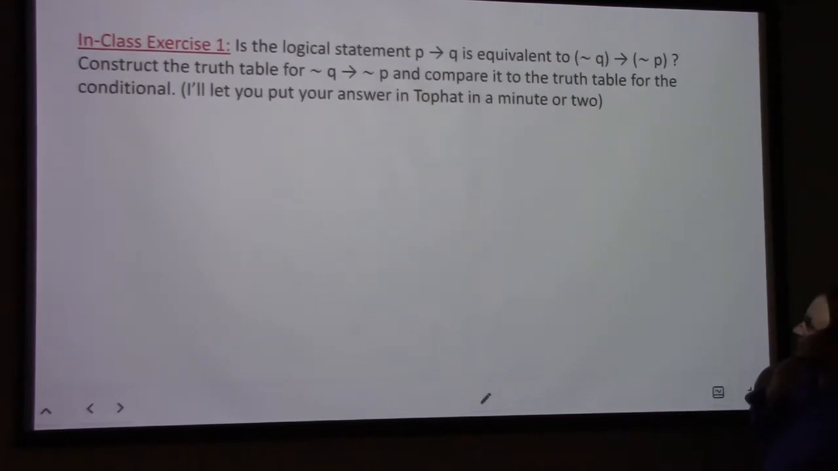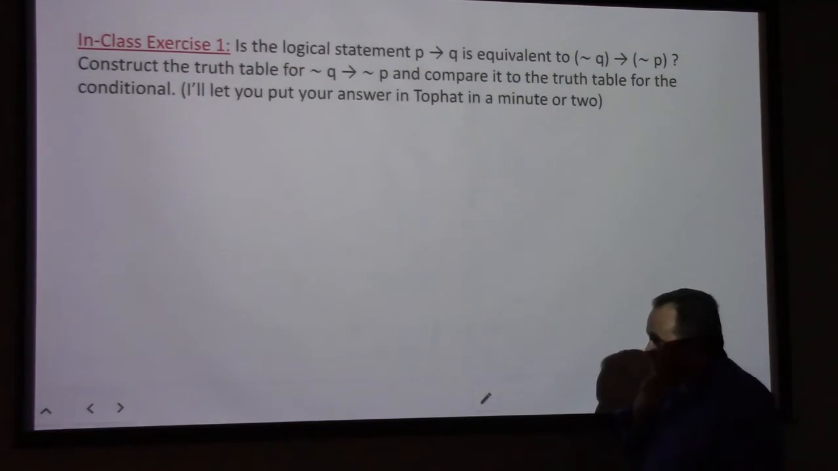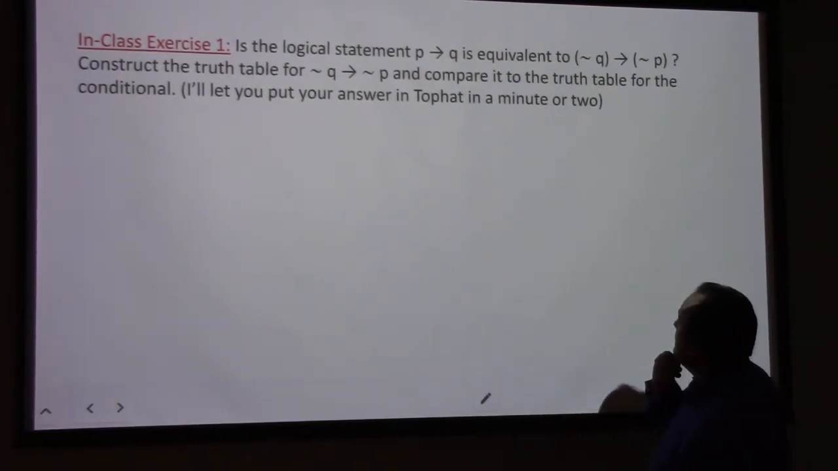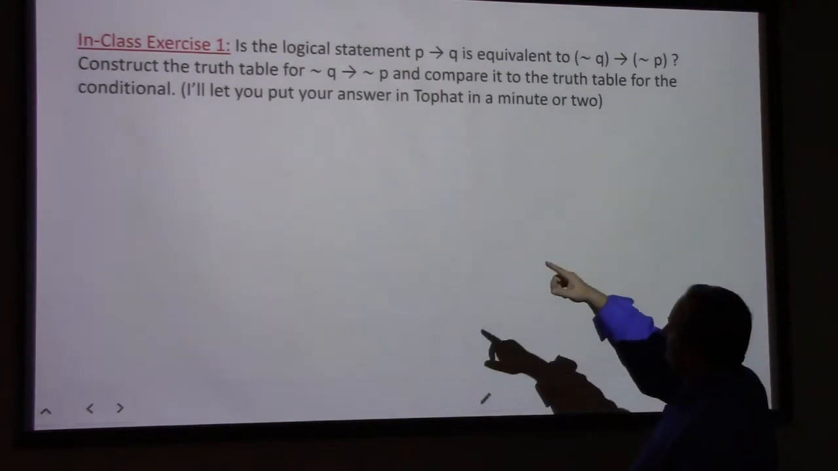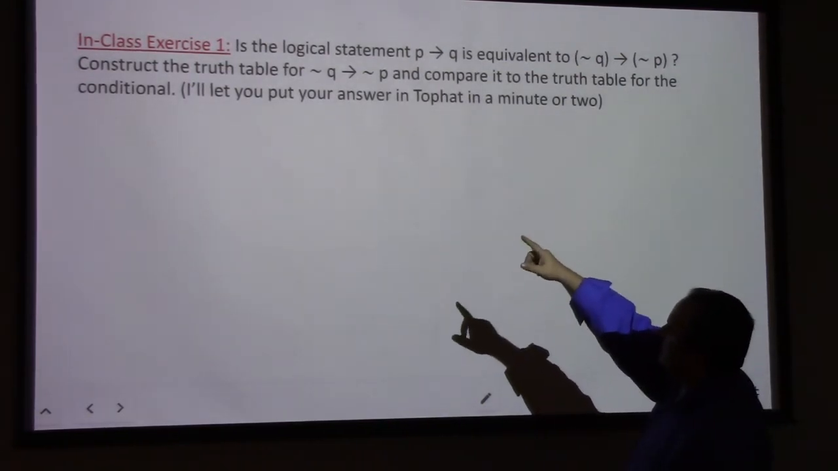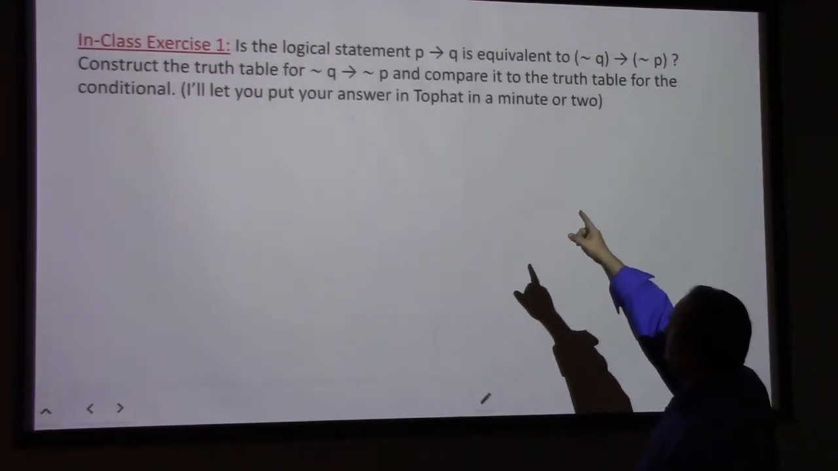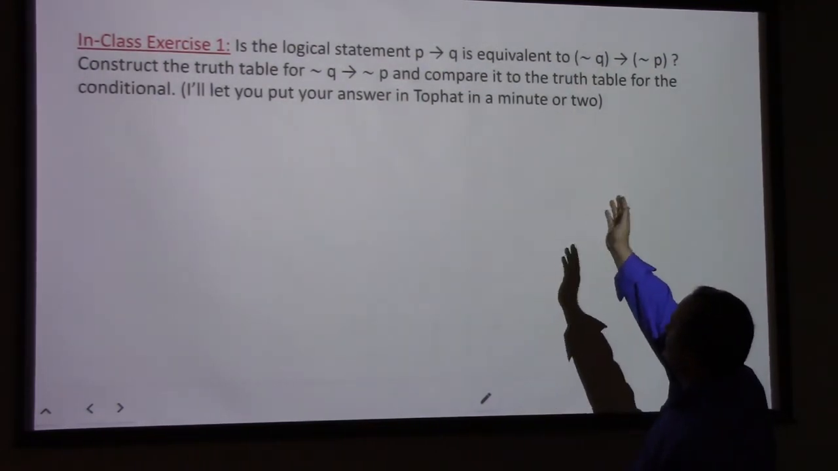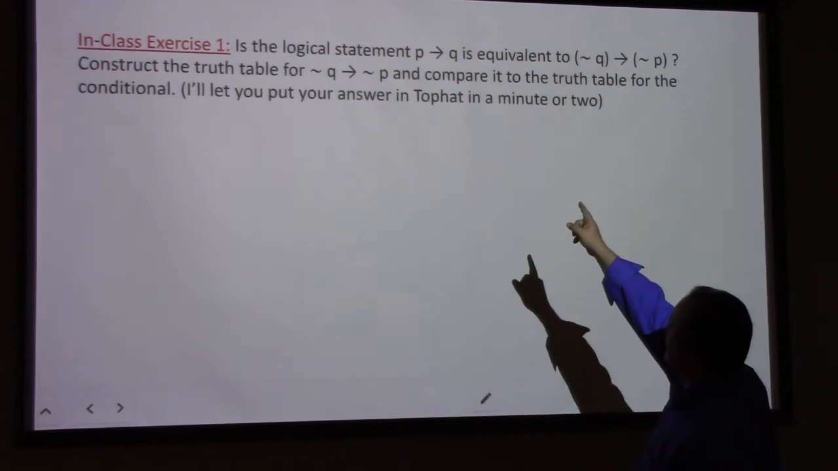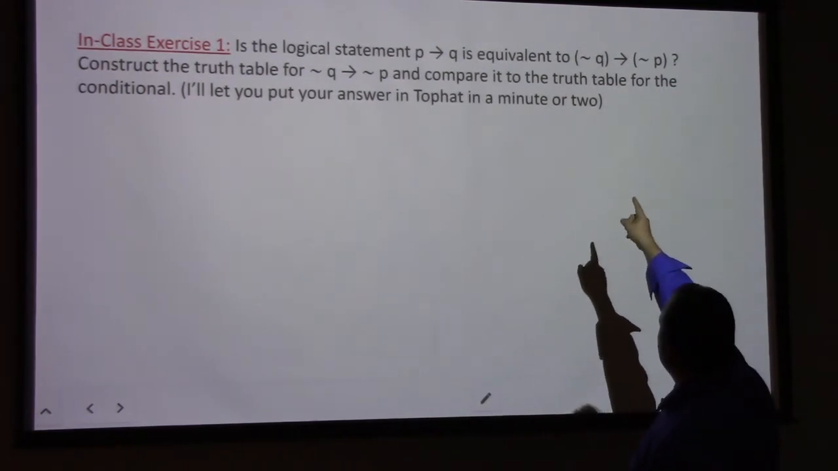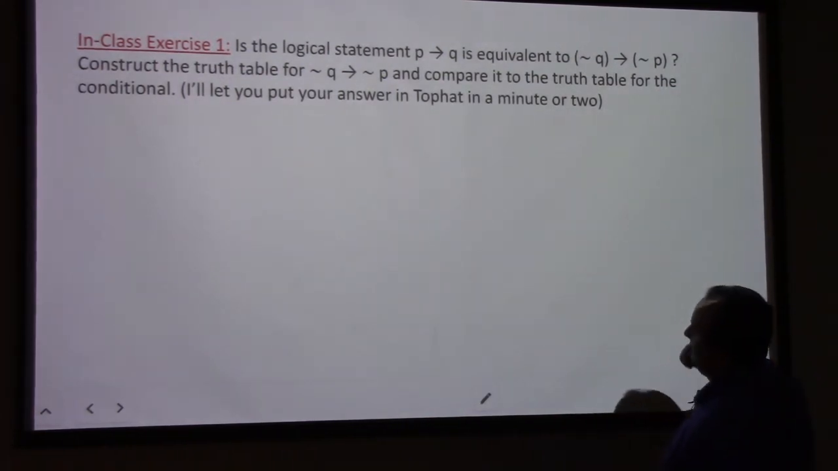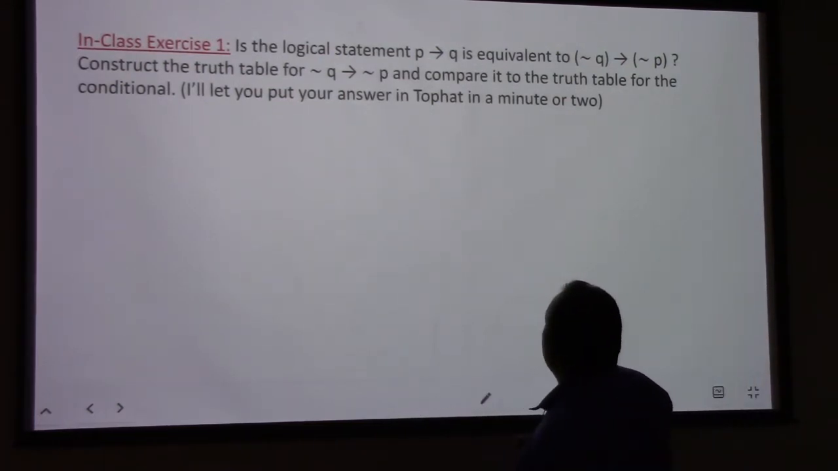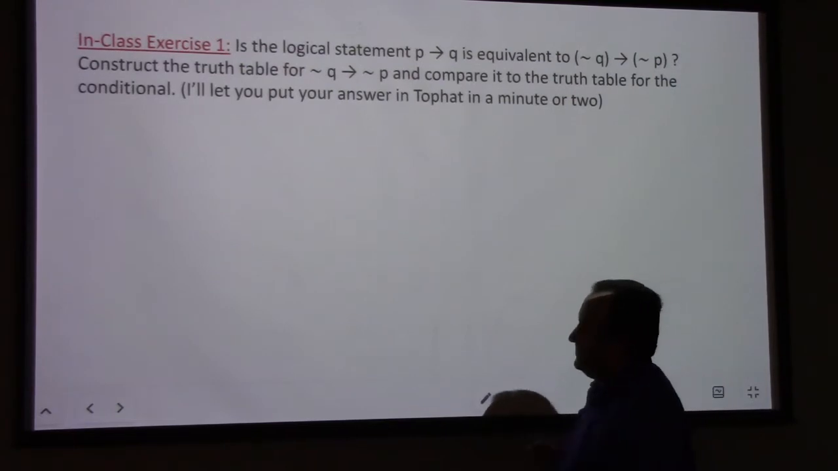So the logical statement P implies Q, is it equivalent to not Q implies not P? Construct a truth table for not Q implies not P and compare it to the truth table for the conditional. All right?